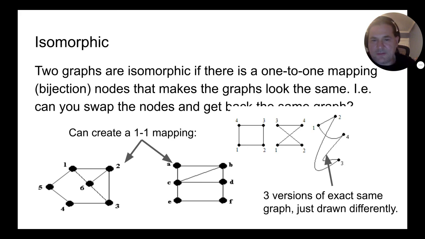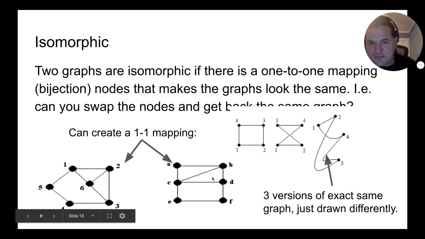Moving on. Isomorphic. Oh, wow, the formatting here really got screwed up. So two graphs are isomorphic if there's a one-to-one mapping, also known as a bijection, between them. So with these two graphs, you can create a one-to-one mapping. I guess node 1 becomes A, and node 2 would become B, and node 6 would become D, and so on. We can create a one-to-one mapping, even though this is drawn differently than this, and the nodes have different labels. We could create a one-to-one mapping and make these the same graph.